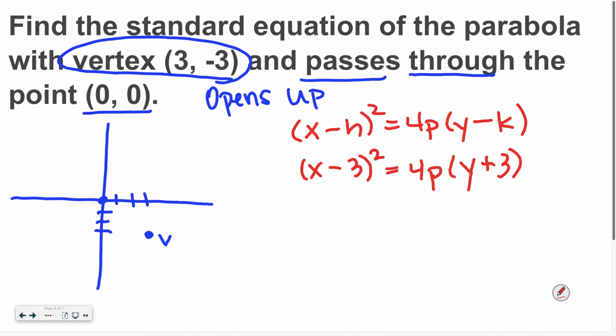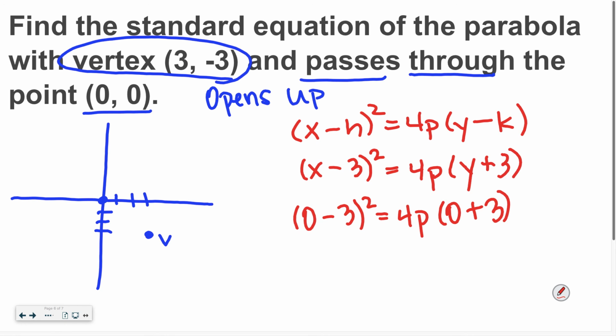I could have given you any point. All right, but we know (0, 0) is on the parabola, which means it should satisfy our equation. Anytime you are given a point that is on a graph, you should be able to plug it in and get something that works. Okay? So what we can do is we can actually plug in our coordinate here. And now the only thing that we have to solve for is p.